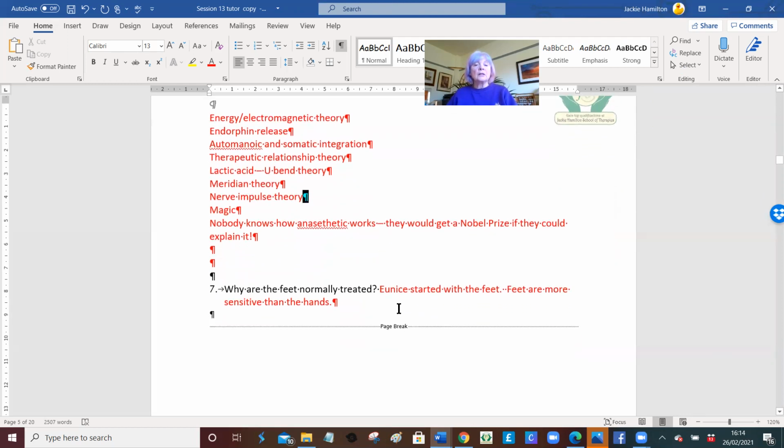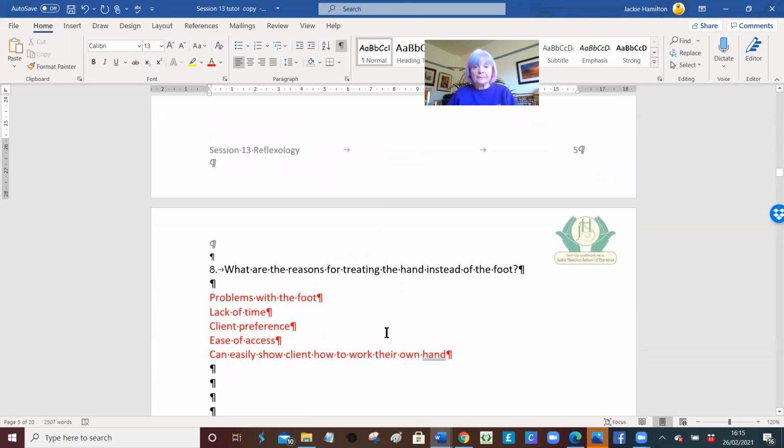Okay. So why are the feet normally treated? Well, feet are more sensitive than the hands. Traditionally, Eunice Ingham started with the feet. Now, of course, it's changing so much. We've got ear reflexology, we've got facial reflexology. But traditionally, we started with the feet, and that's it, really.